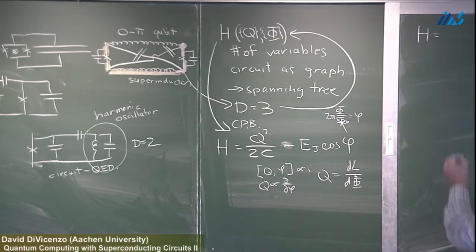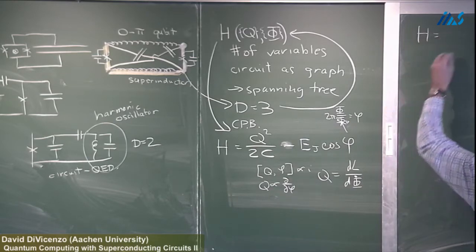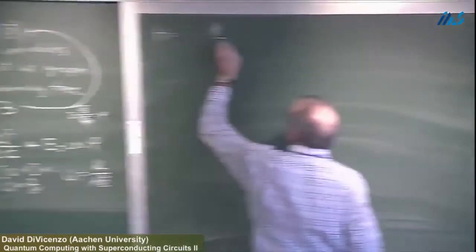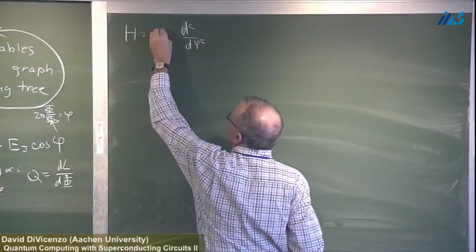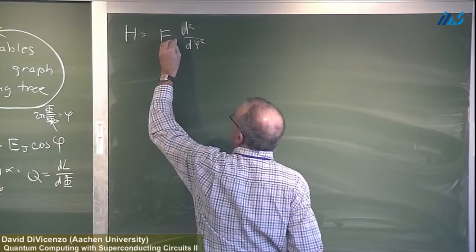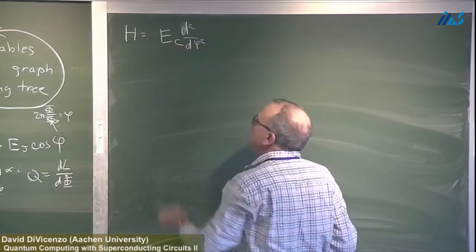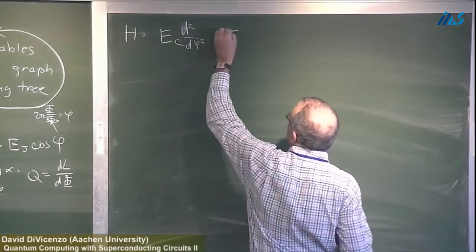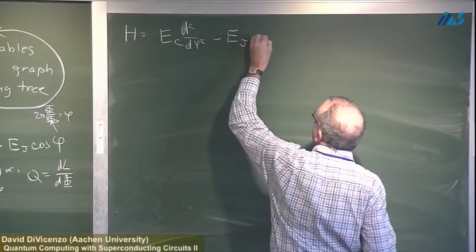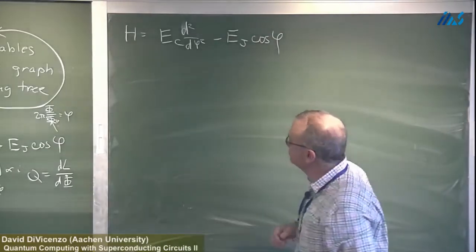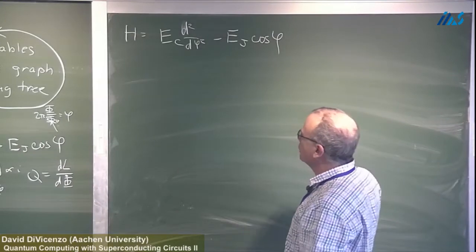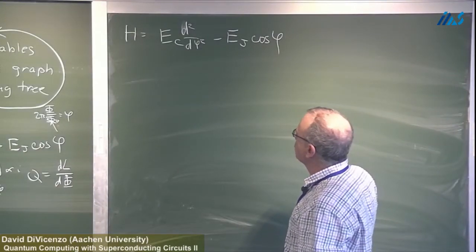Okay, so I'll write the Hamiltonian this way. It involves d squared d phi squared, with a prefactor with units of energy, which we'll call EC, the capacitive energy associated with that term, minus the same thing that I just wrote, EJ cos phi. Okay, so that's the Schrödinger equation. Now, a couple of observations.